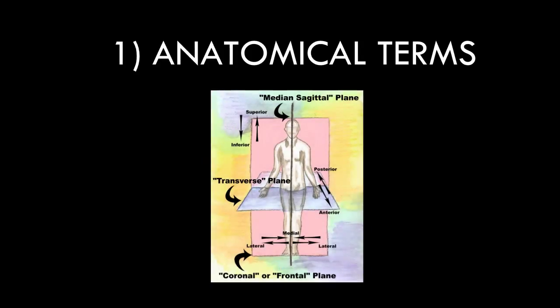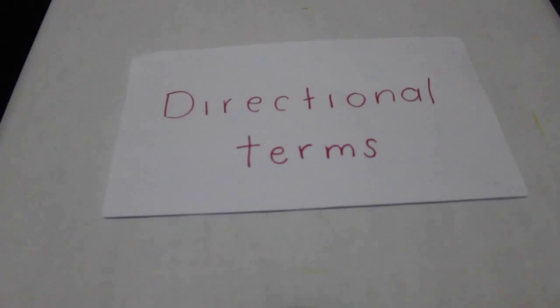Number 1. Explanations and examples of anatomical or directional terms. Directional terms are words that describe the position of one body part relative to another, and they are used to locate various body structures.